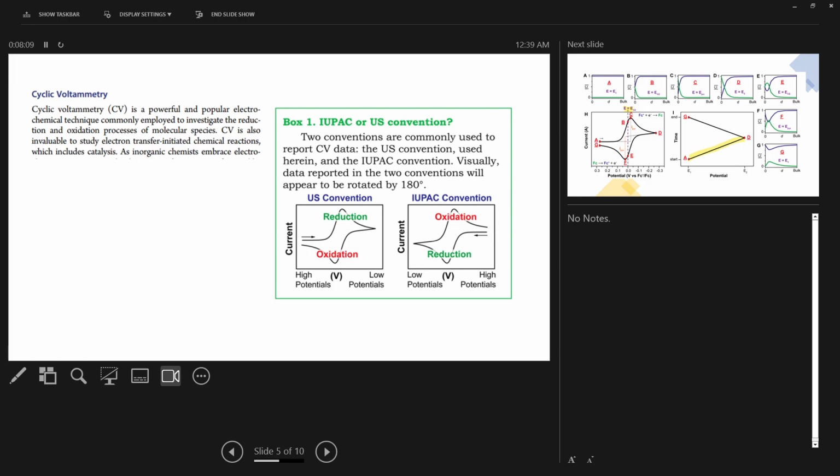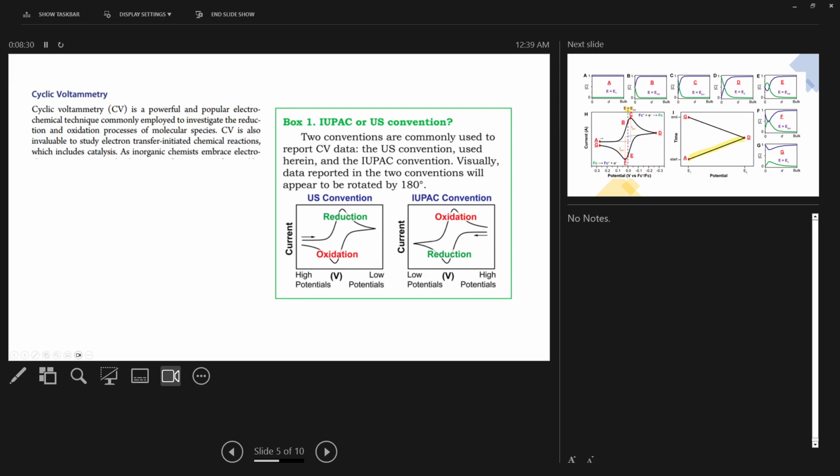All this information is given by cyclic voltammetry. Cyclic voltammetry actually has many forms, like square wave voltammetry and linear sweep voltammetry. I am planning to make another video on these voltammetry techniques as well.